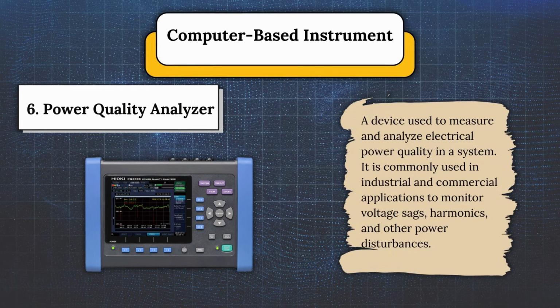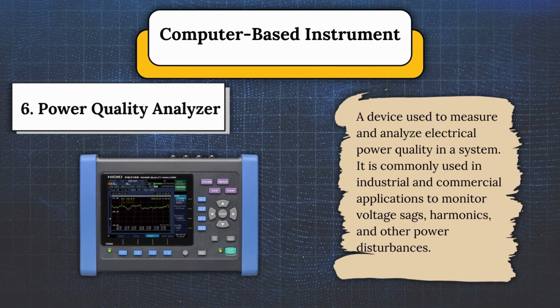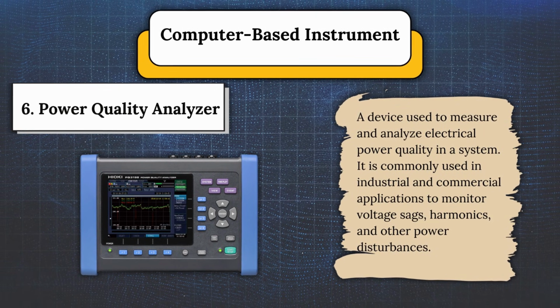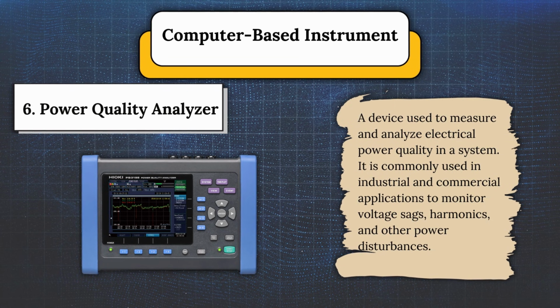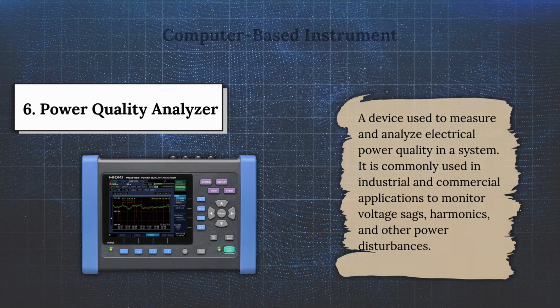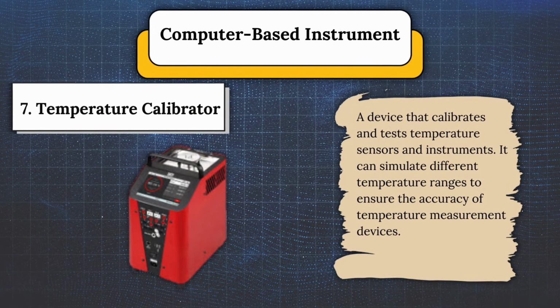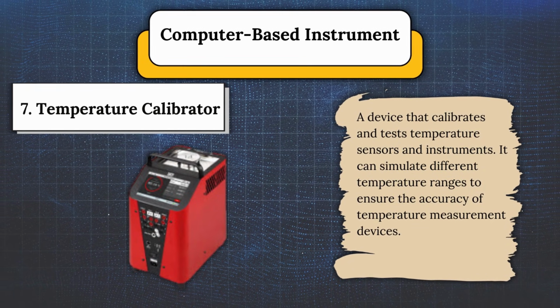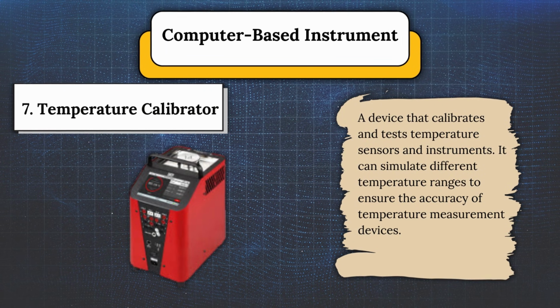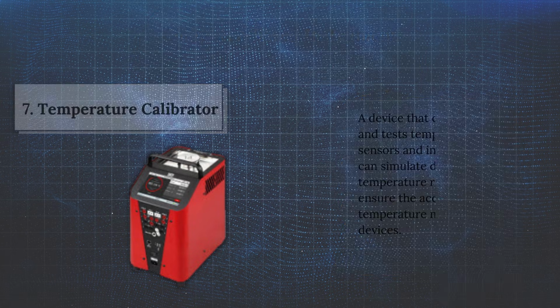Number 6. Power quality analyzer. It is a device used to measure and analyze electrical power quality in a system. It is commonly used in industrial and commercial applications to monitor voltage sags, harmonics, and other power disturbances. Number 7. Temperature calibrator. It is a device that calibrates and tests temperature sensors and instruments. It can simulate different temperature ranges to ensure the accuracy of temperature measurement devices.